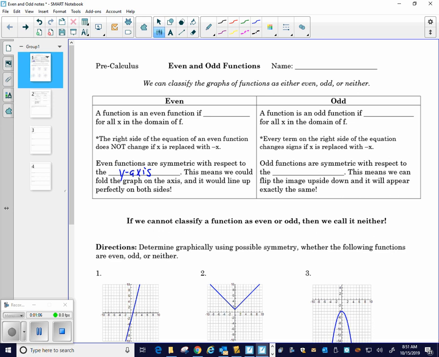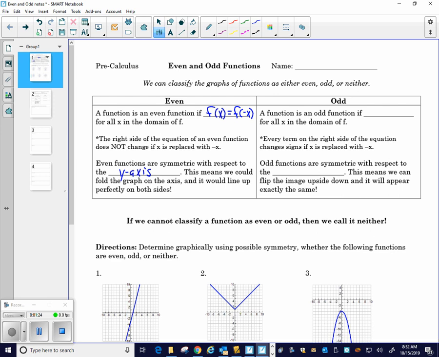We want to say that if I take the function and I plug in x, or if I take the function and I plug in the negative of x, or the opposite value of x, it will be exactly the same y value. So the f part is going to be exactly the same.